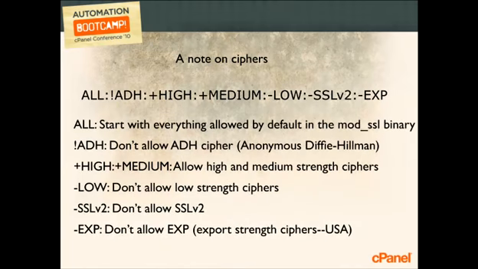Basically, here you can see the default one is cPanel. We say, absolutely no ADH. That's anonymous Diffie-Hellman. Plus high means we prefer high strength encryption. Plus medium strength encryption is okay. Minus low, we don't want low strength encryption. And minus SSL v2, which of course is what the McAfee scan was complaining about. So here we're taking that out. And lastly, we're removing export strength encryption, which is low strength encryption as well.